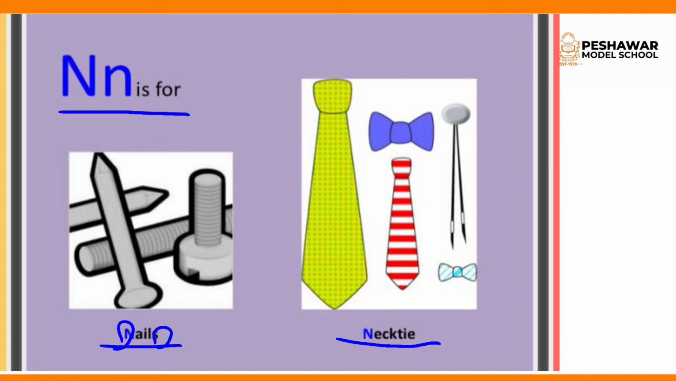In the second example, necktie, it is similar. The initial letter is N, and the final letter is E. Okay, and E sound is A.